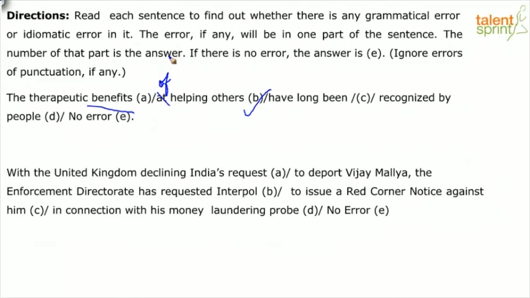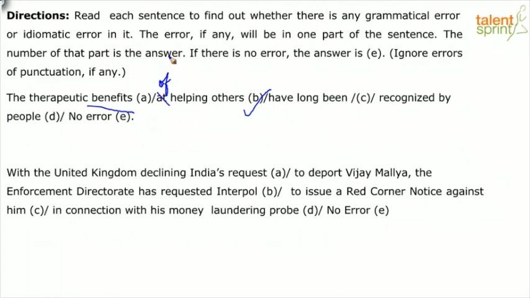Yashwant says no error. Yes, most of you have come back and said no error, no error, no error. Sajid says B, part B. Vikas says part D. So let's look at it, right? Some of you are saying even part A. So this seems like everybody has a problem with every part. So let's look at it part by part. With the United Kingdom declining India's request, what's wrong with that part? What's happening? United Kingdom is declining India's request. Declining India's request for what? To deport Vijay Mallya. What's happening? The Enforcement Directorate. So part A seems fine to me.